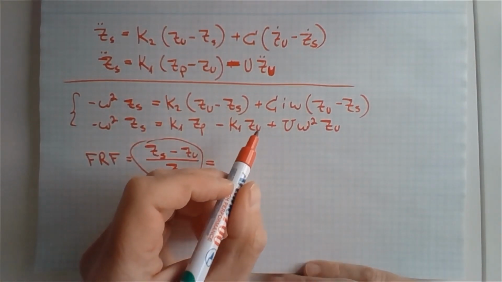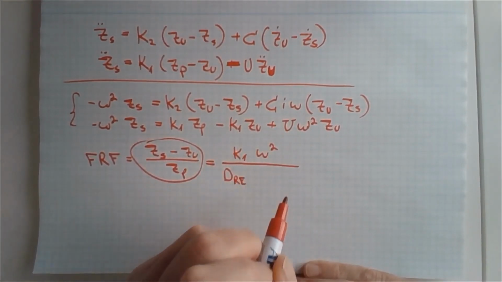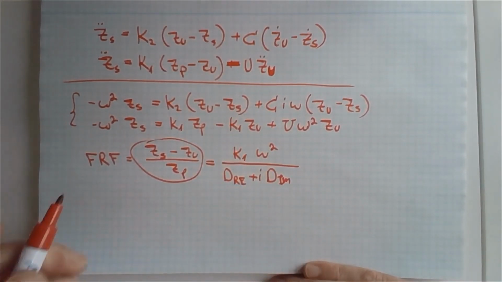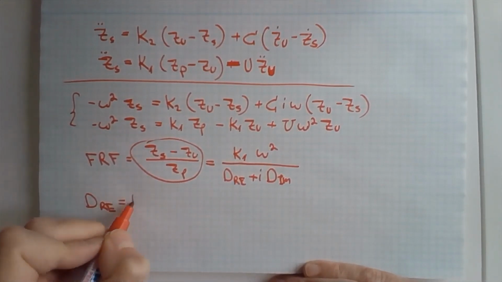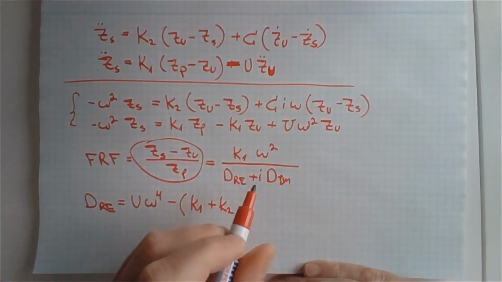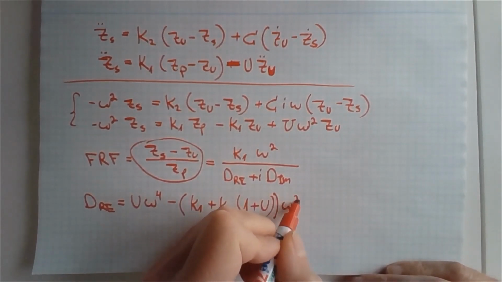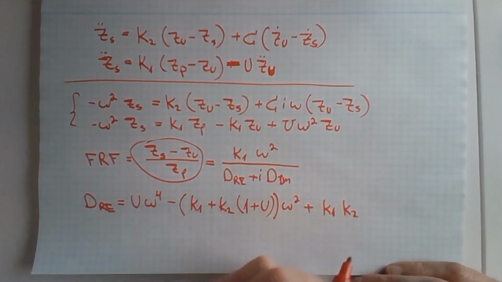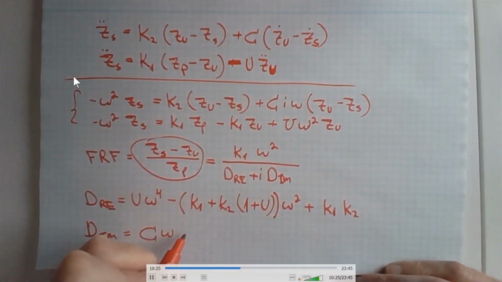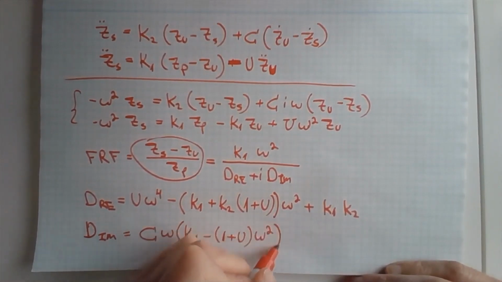And the outcome is as follows: K1 omega squared divided by DRE plus I DIM, where DRE is U omega to the power 4 minus K1 plus K2 (1 plus U), and this is multiplied by omega squared, plus K1 K2, and the imaginary part is C omega, then we have K1 minus (1 plus U) times omega squared.